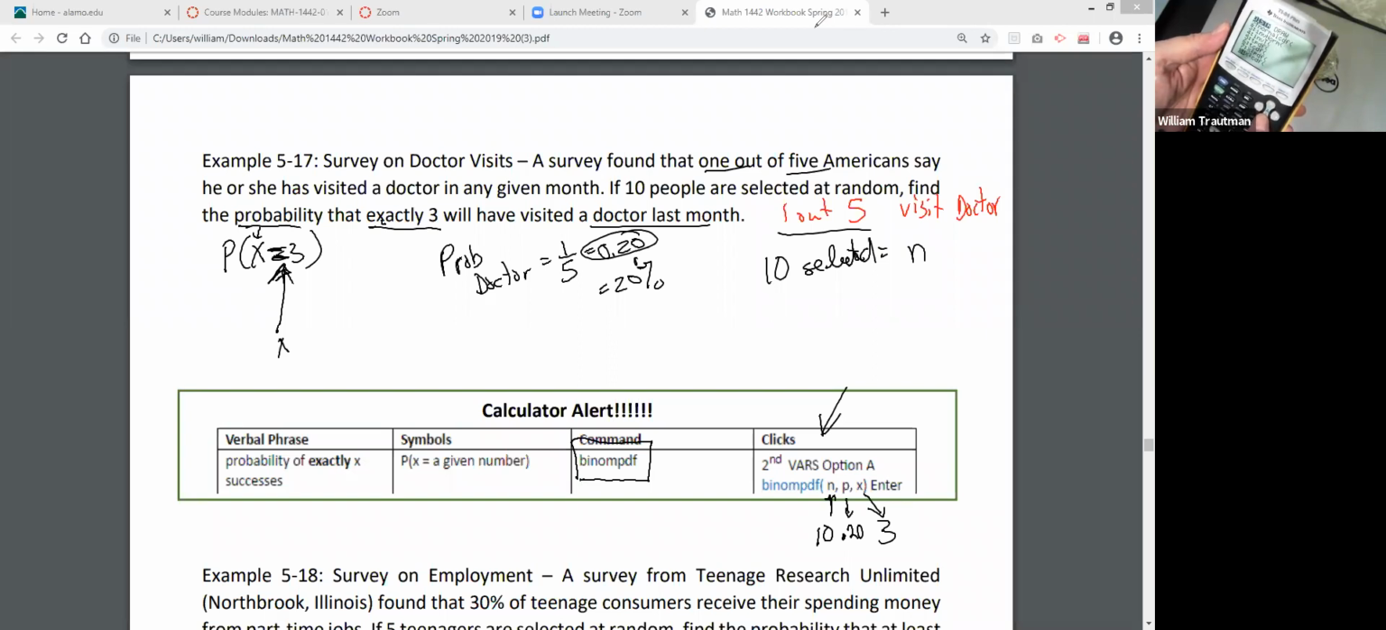Oh, that brings up a good point. Binomial Pdf is A. There's also a Binomial CDF, which we're going to use later on. So you have to scroll down. When you hit second vars, you have to scroll down to A, Binomial Pdf. Hit enter. Let me make this bigger so I can see what I'm doing here.